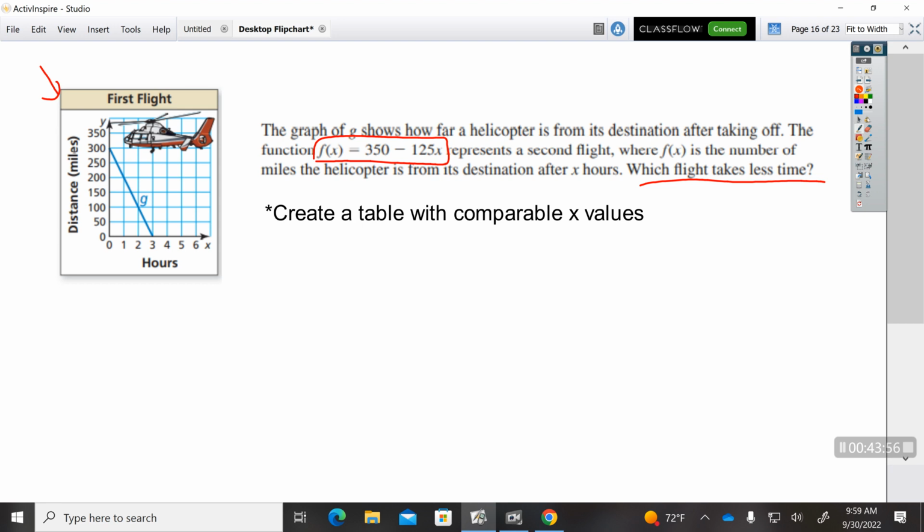So, how long did it take for them to get to their destination on this graph? 3 hours. Are you with me? How do you know? Because they landed after 3 hours. So what do you think I should do to compare it to this one? Do what with that 3? Plug it in. So this is going to be 350 minus 125x. Instead of x, what are we putting there? 3. So now let's solve this.